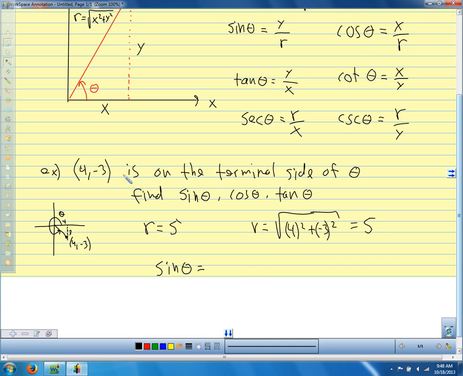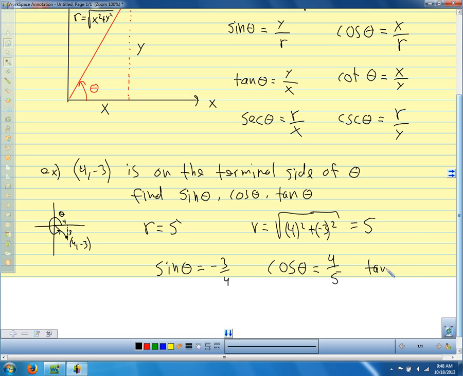Negative 3 over 5, because y is negative. And the picture helps you remember that as well. We're in the fourth quadrant, so we know that y has to be negative. Sine theta is negative 3 over 5. Cosine theta, 4 fifths, 4 over 5.